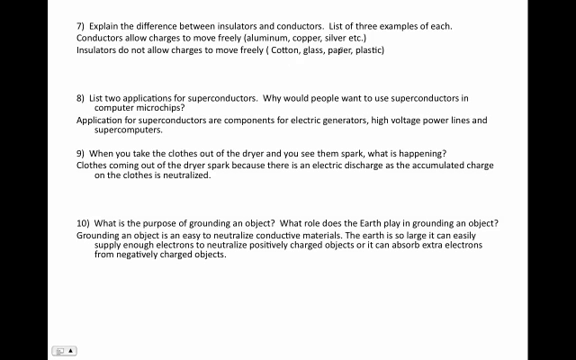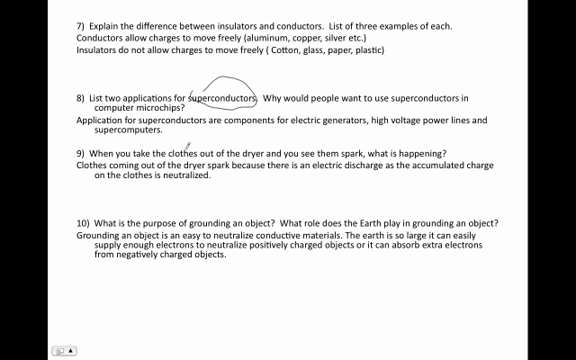Cotton, glass, paper, plastic, wood. Two applications of superconductors, and why do people use them? Superconductors are components in electric generators, lots of high voltage power lines, and supercomputers, and they use them because they don't generate any heat, because there's no resistance or friction, and so they allow the transmission of information to go really quickly.